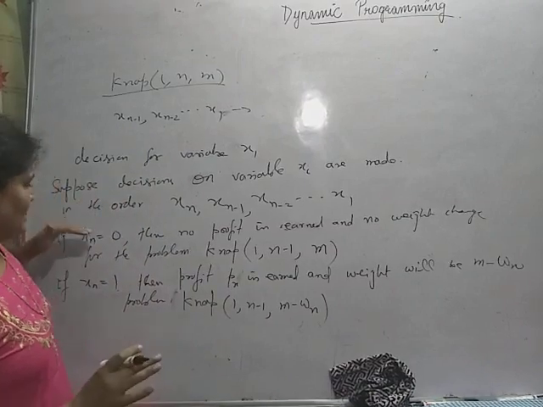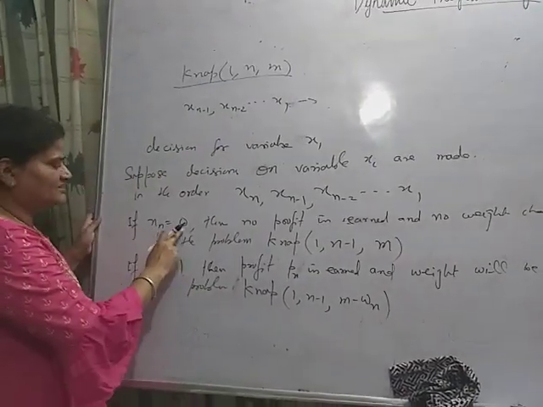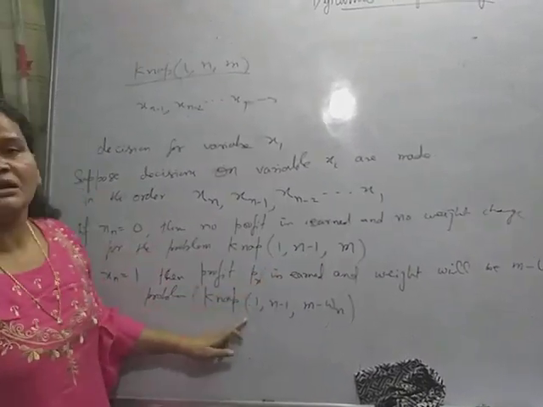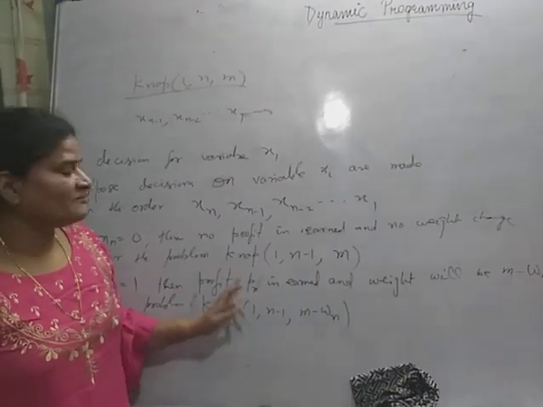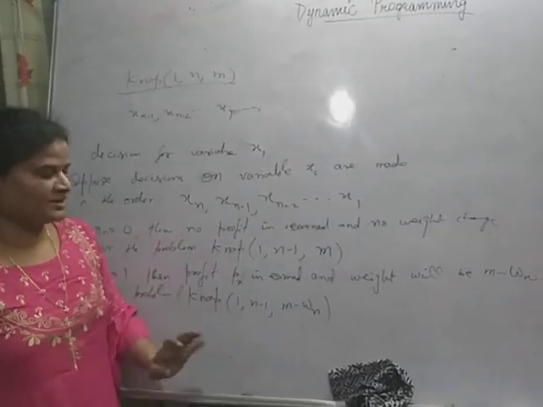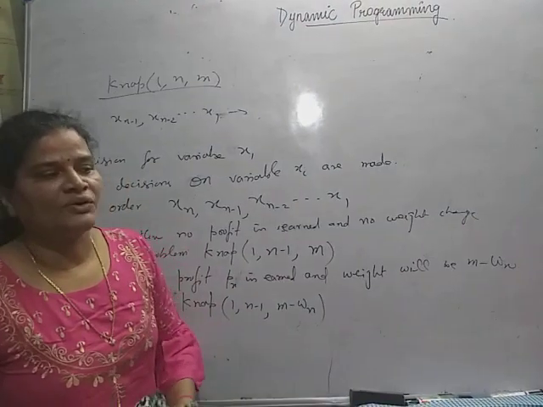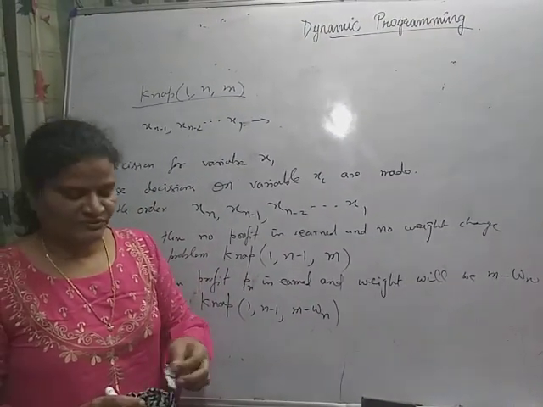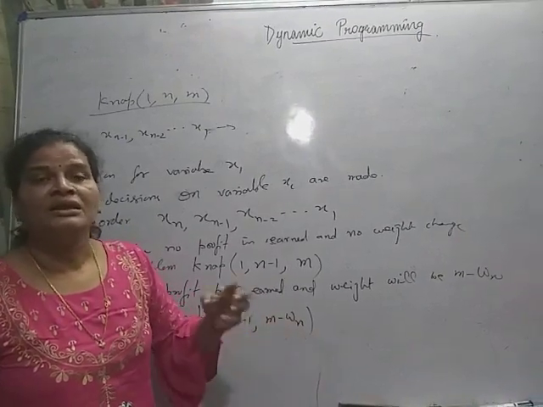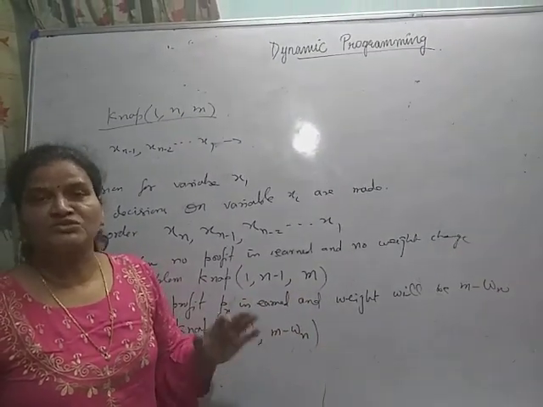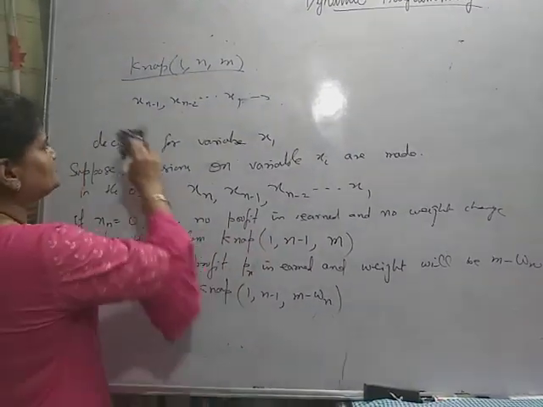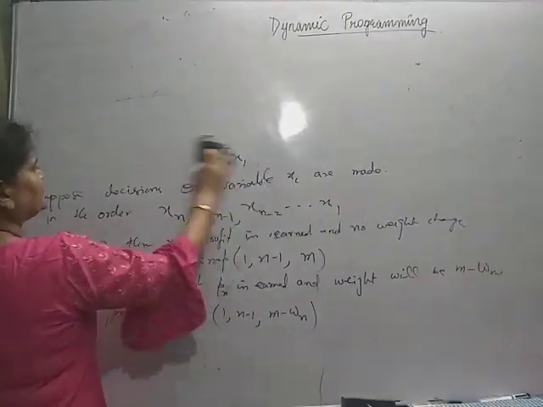So after taking the decision xn equal to 0, this will lead to the optimal solution, or this will lead to the optimal solution. We consider the one which gives the maximum profit. Okay, so for dynamic programming we have to generate all possible decision sequences. So we solve the problems with a recurrence relation.